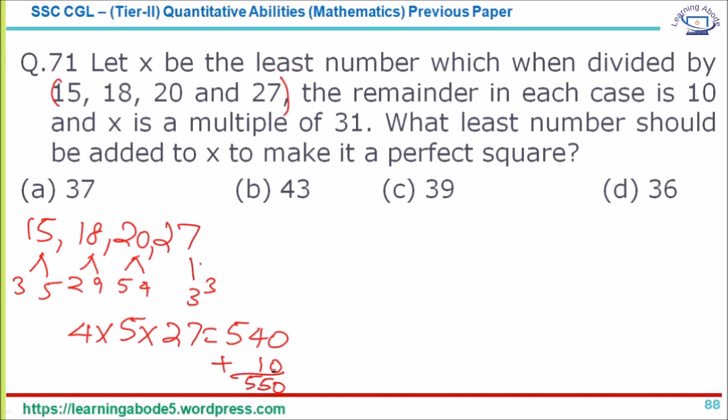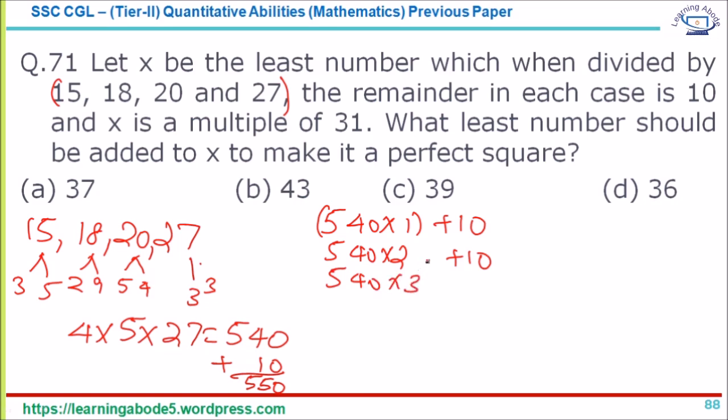But there is an additional condition which says x should also be a multiple of 31. Now 550 is not a multiple of 31, so that option is ruled out. If I go by trial and error, 540 into 1 plus 10 is not a multiple of 31. 540 into 2 is 1080, plus 10 is 1090, that is also not my answer. 540 into 3 is 1620, plus 10 is 1630, that is also not divisible.